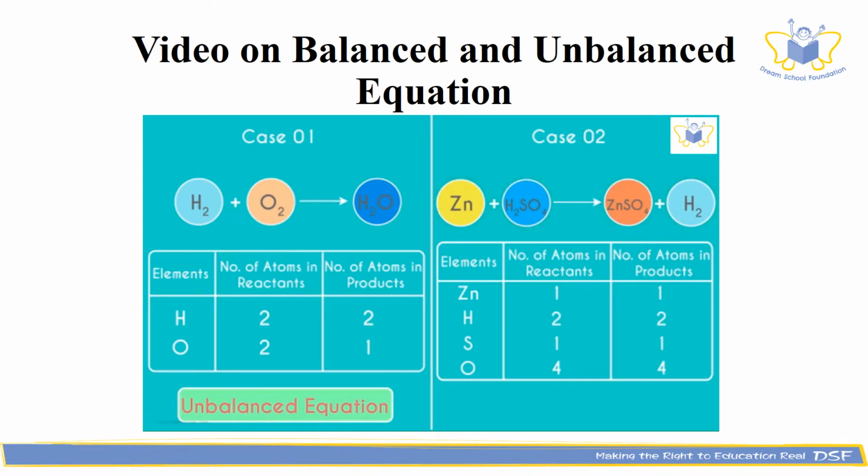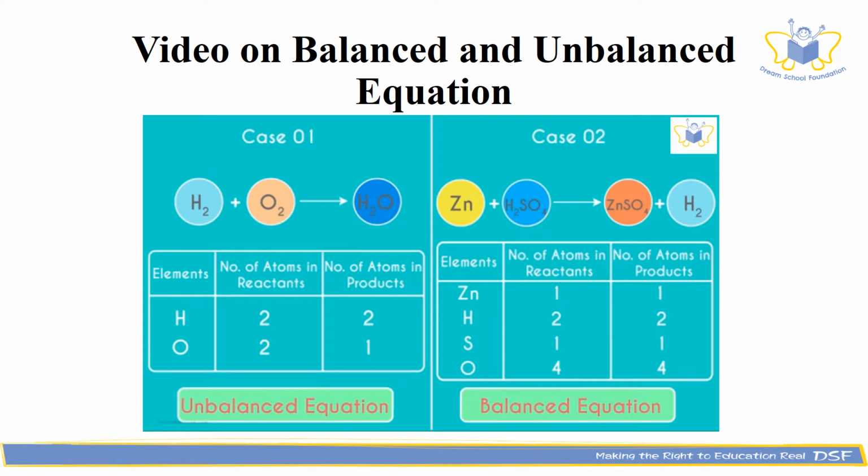What do you observe? You notice that for each element, the number of atoms on the reactant side is equal to the number of atoms on the product side. And note my words, it's true for each of the elements involved in the equation. We call such a chemical equation a balanced equation. Now you know the difference between balanced and unbalanced chemical equations.